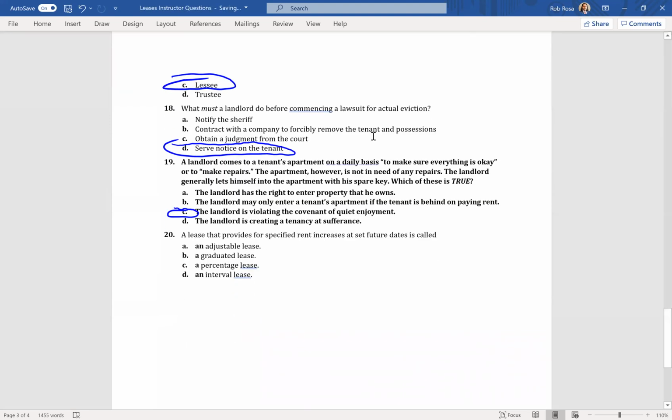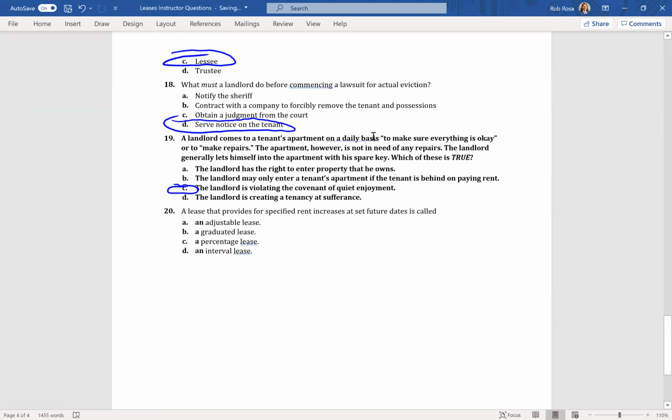So be careful. And then number 20, a lease that provides for specified rent increases at set future dates is called a what? B, as in boy. You got it, my friend.